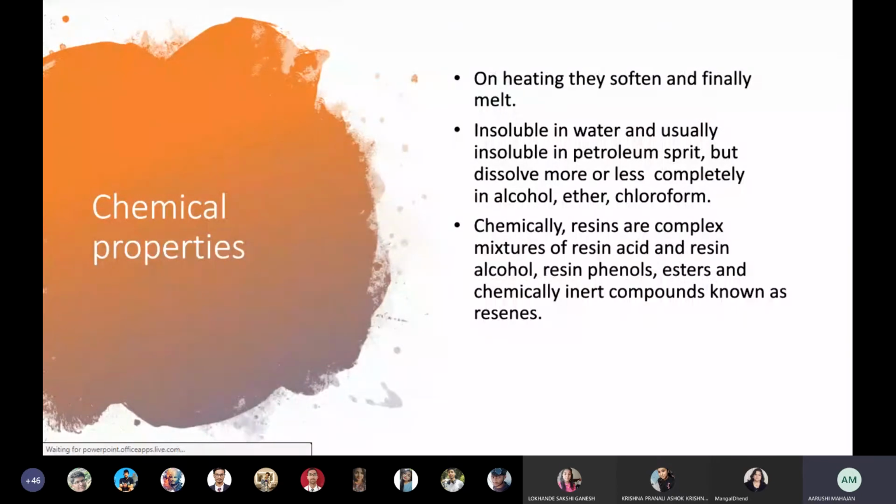Chemically, resins are complex mixtures of resin acid and resin alcohol, resin phenols, esters, and chemically inert compounds known as resenes. So basically, resins are made of acids, alcohols, phenols, esters, and some other compounds such as resenes. So now these resenes define whether it's a resin or not. These resenes are the main functional group.